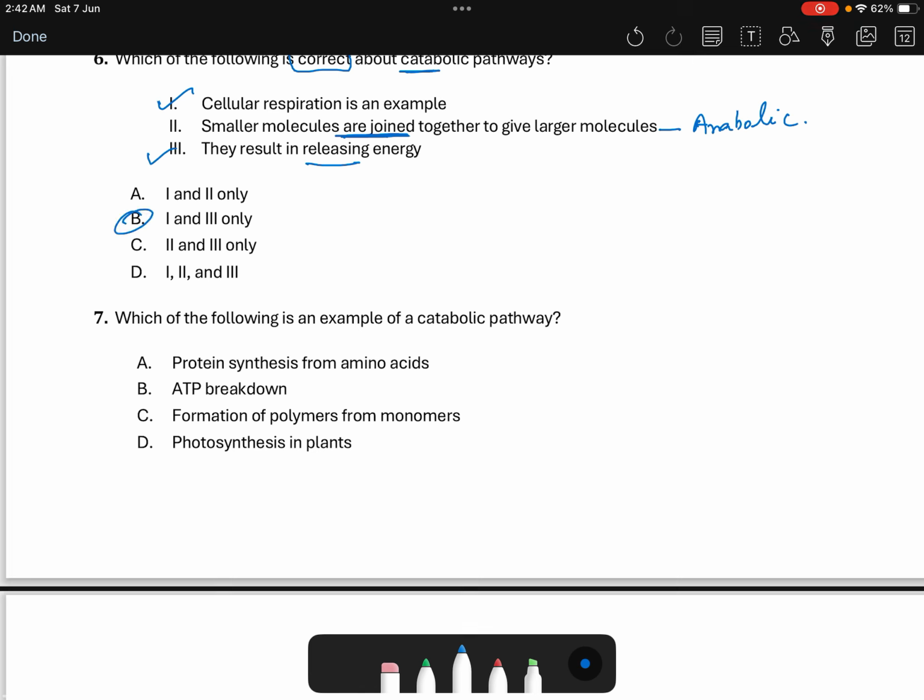Moving to the next one, which of the following is an example of the catabolic? We said respiration. Protein synthesis: when you say synthesis, it is anabolism. ATP breakdown, yes, breakdown, we know the meaning, the key word is break. Formation, no, and photosynthesis, no. So A, C and D are all anabolism or anabolic pathways.